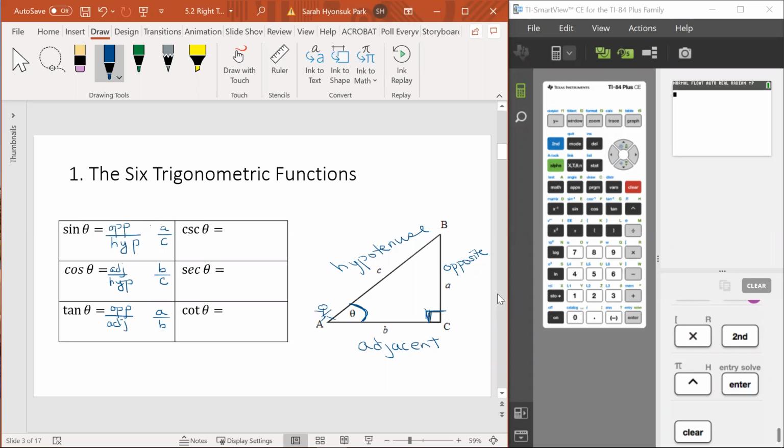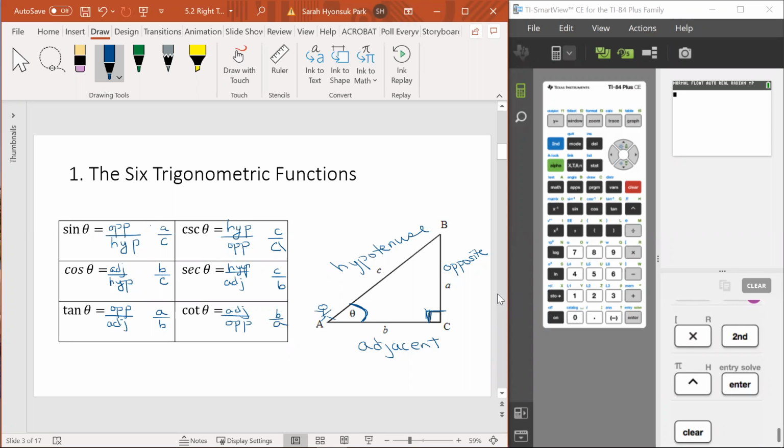Cosecant is the reciprocal of sine theta. So it's the hypotenuse over the opposite, and in this case, it's C over A. The secant is the reciprocal of the cosine. So it's hypotenuse over adjacent, which is C over B. Oops, that should be C over B. Cotangent is the reciprocal of tangent. So it's adjacent over opposite, and it's B over A.